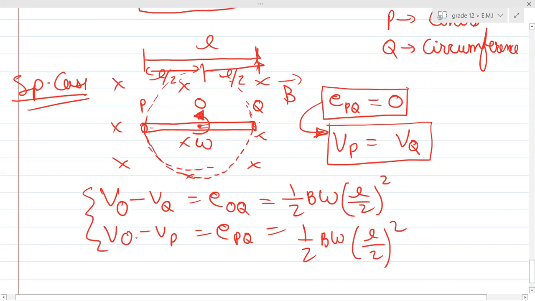Please remember this thing, guys. So can you see over here, since the EMF across each half is equal, hence VQ and VP are equal to each other. If VP and VQ are equal to each other, then the EMF across P and Q is 0. Are you getting my point? So a little bit of a trick is there, but I think it's solved. Please note it down. Once you're done, just tell me.